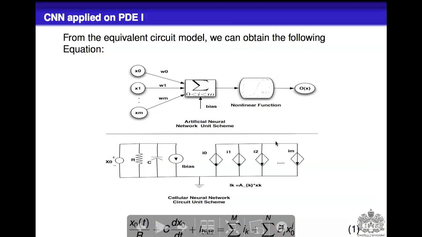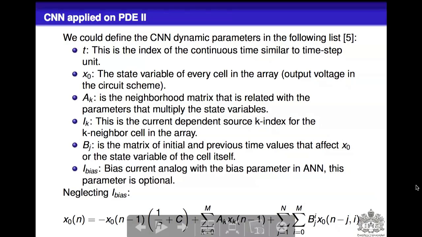Okay, and these dependent current sources are totally dependent on the nearest neighbors of each cell that we can study specifically. All of this depends on the state value of every other neighbor that is near the cell. This is the most important characteristic. Then equation 1 is the main description of this. And here we are with the parameters.